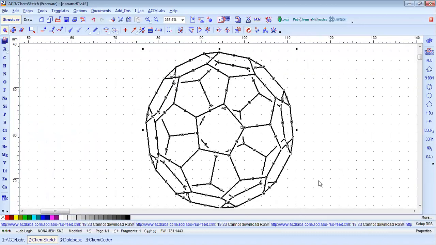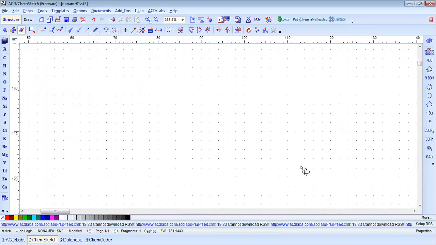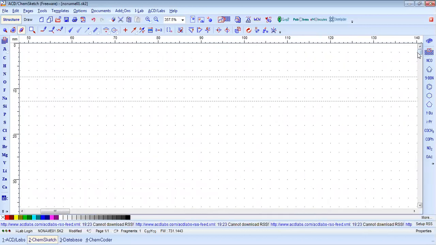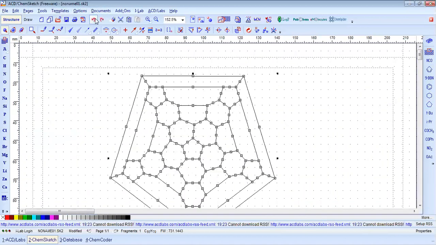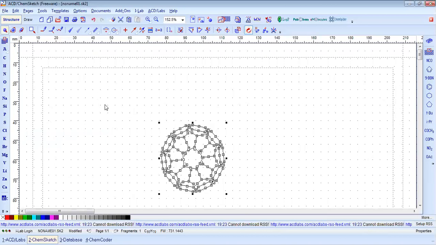So see, now we are ready with the C60 or our fullerene structure. For 3D rotation, go for 3D rotation. Select the complete structure. Select for 3D rotation. Now see how this compound rotates.